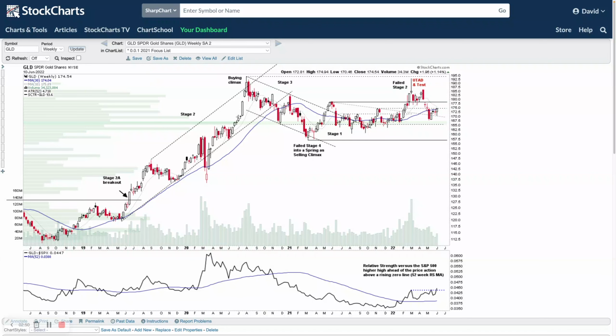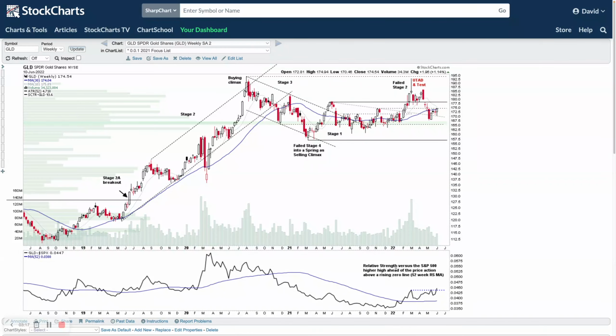an upthrust type move into the buying climax back in the late stage 2 in mid 2020. But at the moment, we're potentially setting up for a further attempt at a new breakout. So we could potentially move back into stage 2 again. So it doesn't really matter whether it's stage 1 or stage 3 at the moment. We're basically within a sideways range and forming up potentially for a new attempt at a breakout.